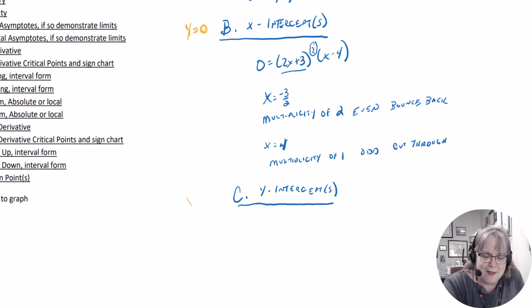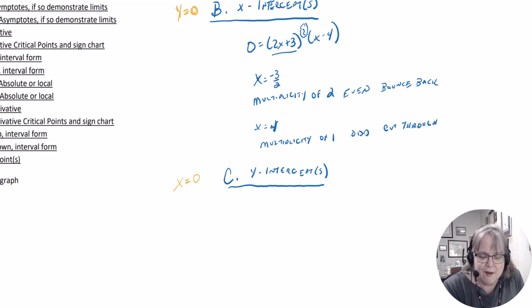So you're going to set x to be 0. So whichever intercept you want, you set the other variable to be 0. So going back to our function, you would say y is equal to 2 times 0 plus 3 squared times 0 minus 4. So y would turn out to be negative 36.